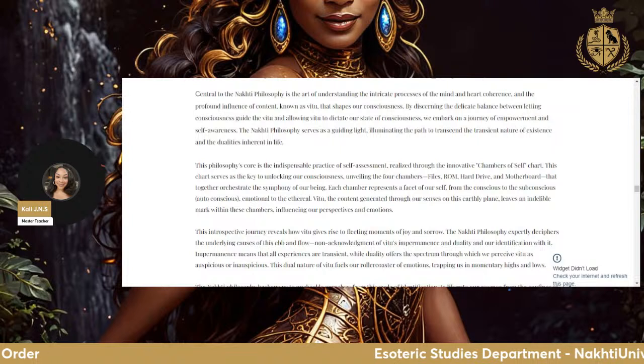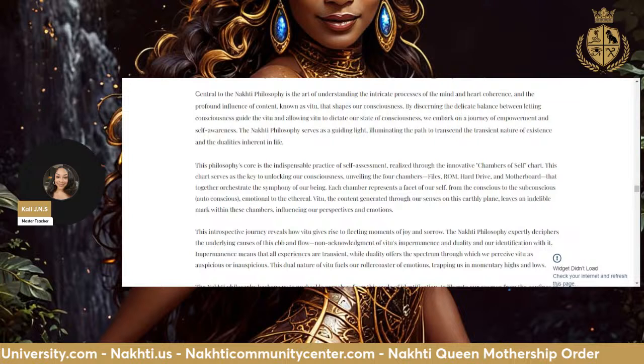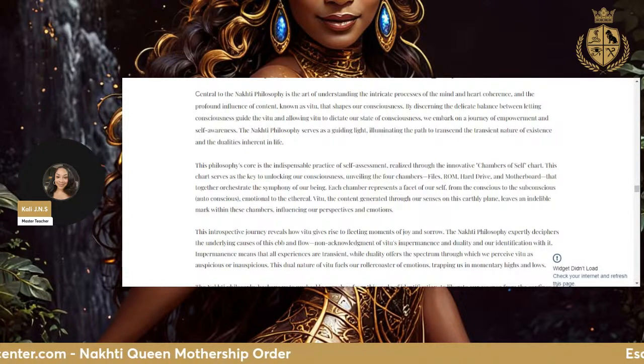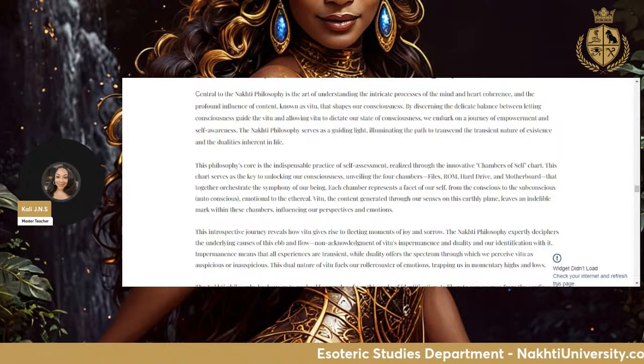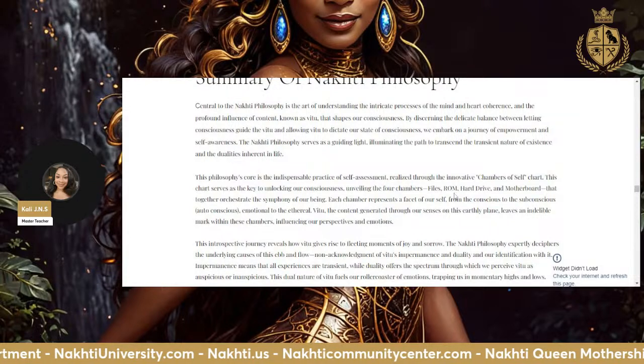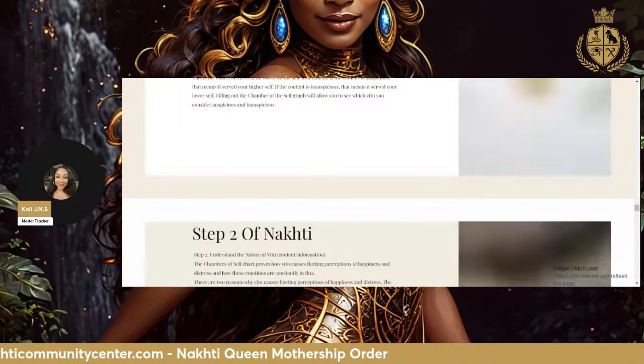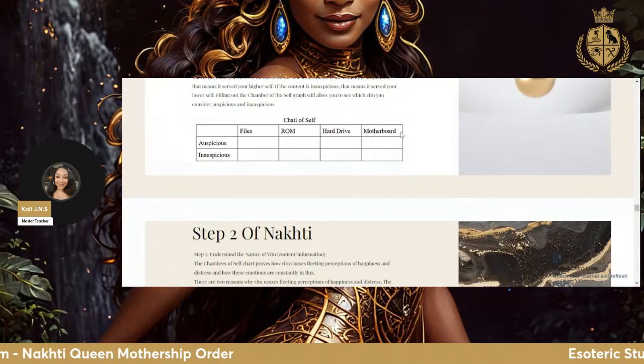How do we understand the chambers of the mind, the different levels of the mind, of my interdimensional self, and what is programming it? What is programming my mind? That's where you start. What's my state of consciousness right now? And what's programming that state of consciousness? Is it high or is it low? And you do that through the chambers of self chart. We're going to look at this chart very soon. That's the chambers of self chart.